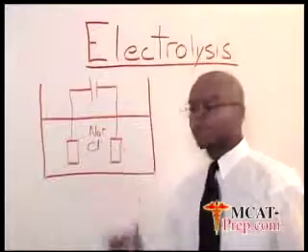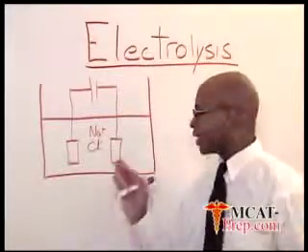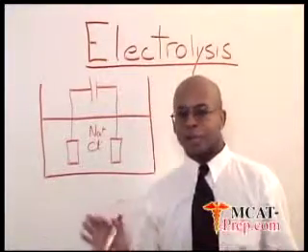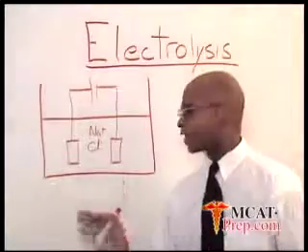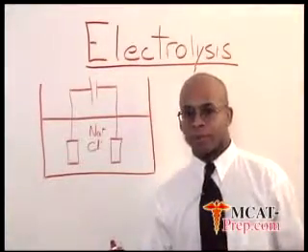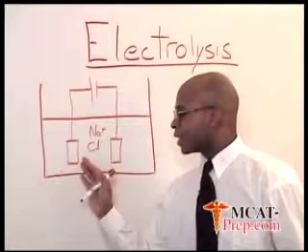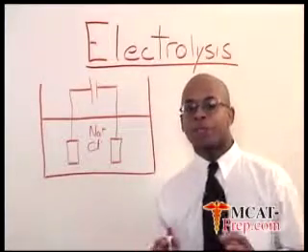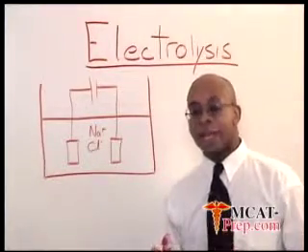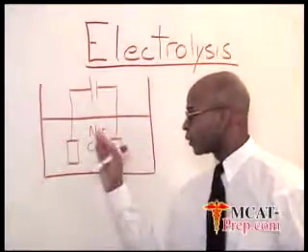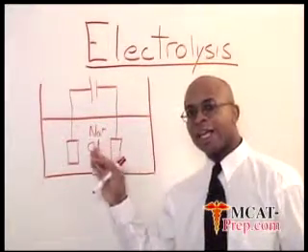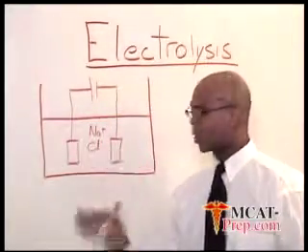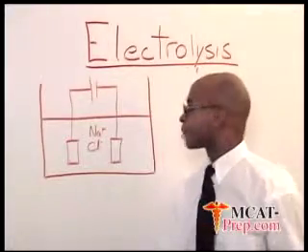Then we have these electrodes, and these electrodes are, say for example, an inert substance like platinum, so that the electrodes are not going to get involved in the reaction. So we're going to be looking at what happens to NaCl as a result of having these electrodes here.